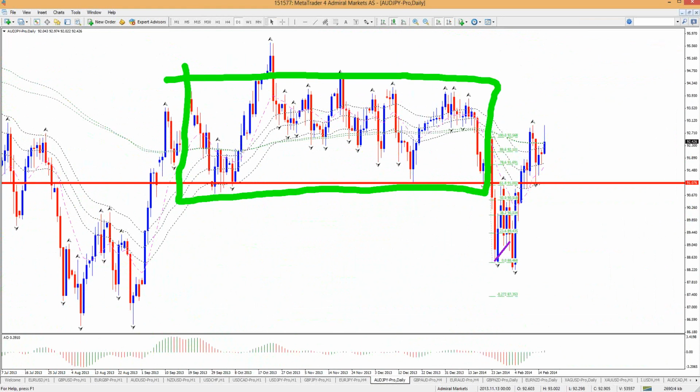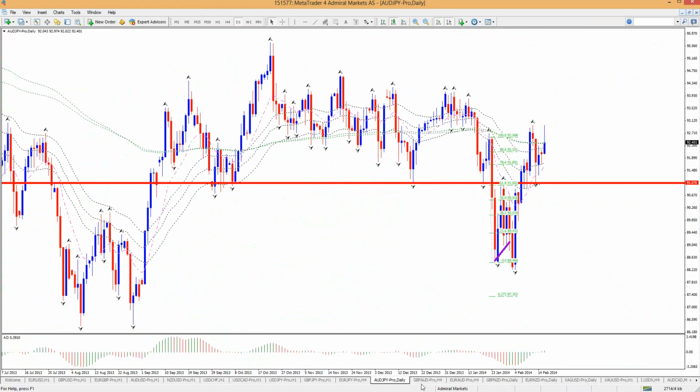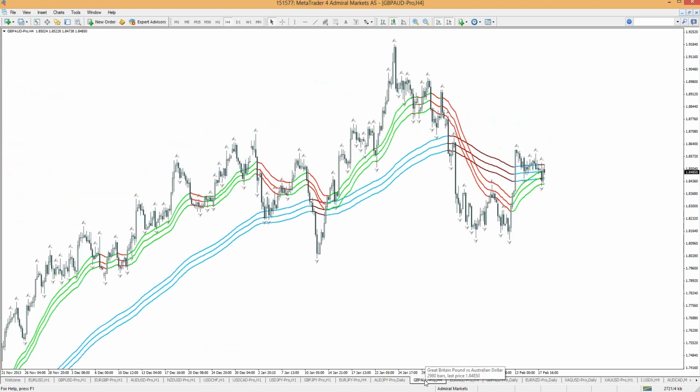So aussie yen is moving up recently, so that could mean that the pound yen is better. But still, I do like the pound aussie as well, although the pound yen could be better. The aussie yen is maybe at resistance as well, or pretty close to resistance. So pound aussie. Anyhow, back to pound aussie.